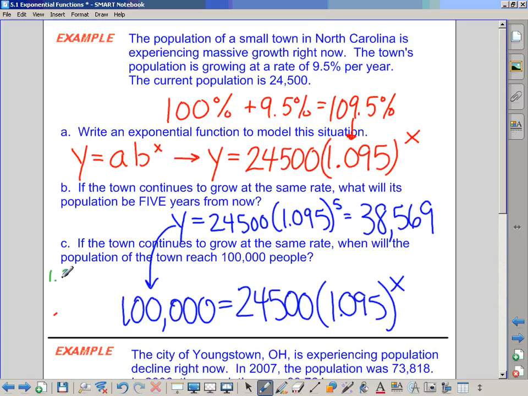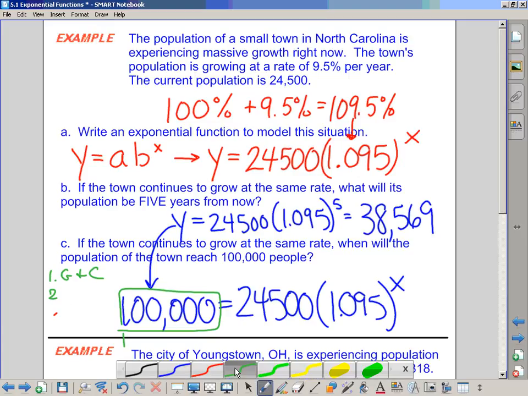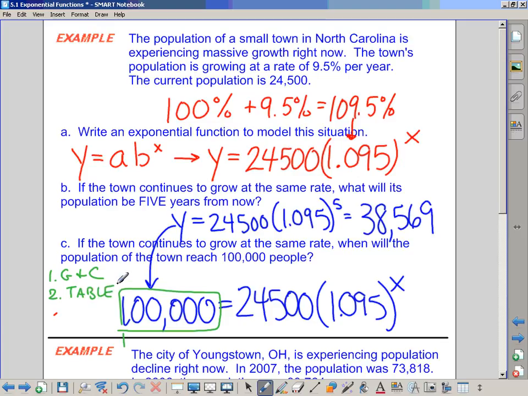But I'll give you 4 options. 1, guess and check, G and C. You can keep trying different values for x until you finally reach 100,000. 2, you could use the table on your calculator. You could put the function into y equals and search down the table until the population reaches 100,000.